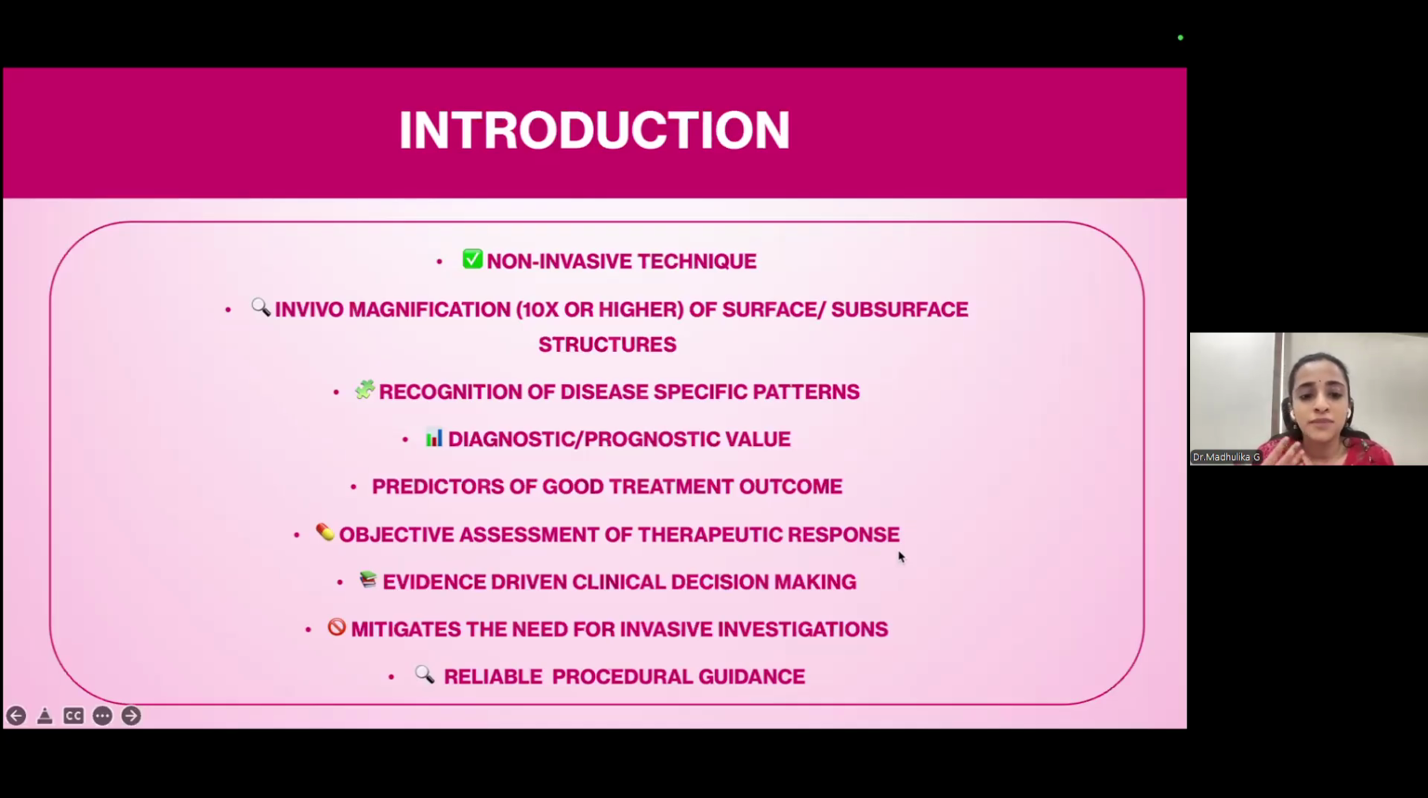Also, there is objective assessment of therapeutic response. You can tell whether a disease is responding to your treatment or not based on whether there is improvement of certain dermoscopic features. Also, this is evidence-driven clinical decision making, so you're not guessing anymore. It also mitigates the need for investigations like biopsies, and it is also reliable procedural guidance. Say you want to do a biopsy, you know which site to biopsy from, right? And if you want to do a laser hair reduction, you want to know what kind of hair you have. So you can use it n number of ways. You can get creative with it.